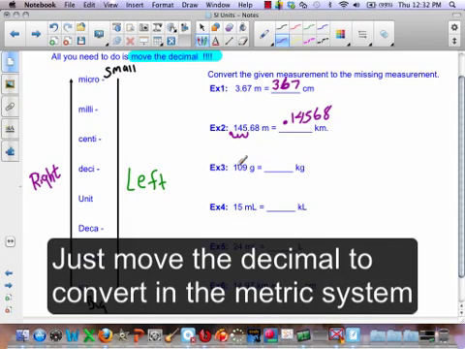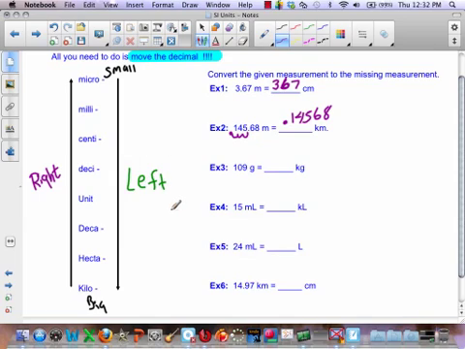What'd you get for number 3? Do it for me. Yep, 109 grams. Kilogram. 109 kilograms. Very good. Gabby, number 4.